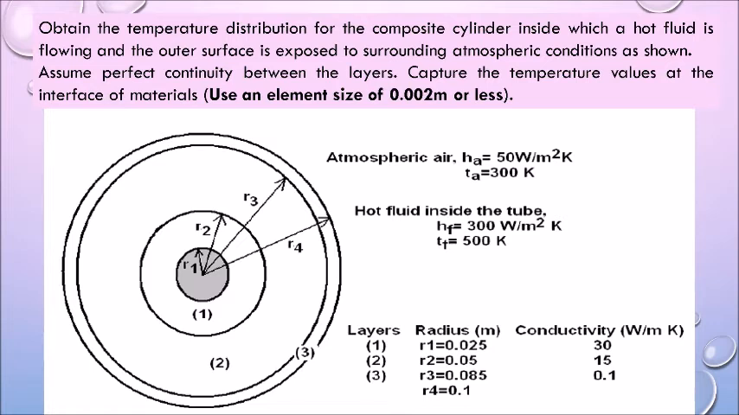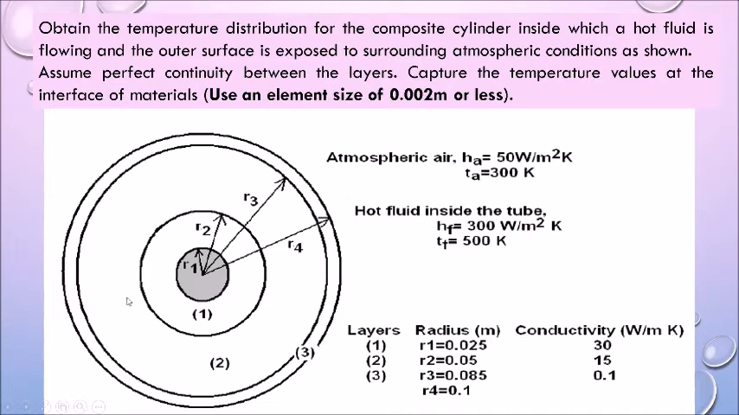Next, heat transfer through a composite cylinder. You can see there are 3 layers in the composite cylinder. Inside this cylinder there is a fluid flow, and he says it is a hot fluid inside the tube, and outside the tube it is subjected to atmospheric air. So all these surfaces are exposed to surrounding air. Inner surface is exposed to hot fluid, and these three are 3 different materials for which conductivity values are given here, and radius of each circle is also given.